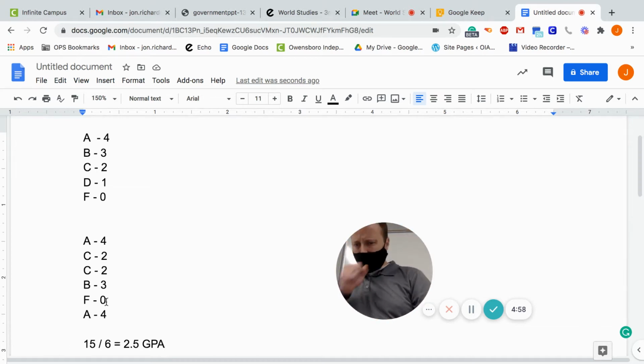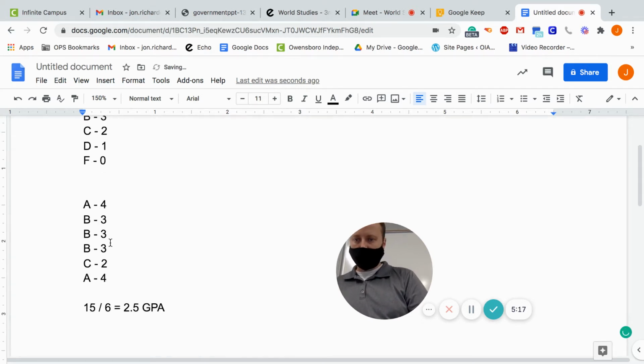Let's take that F out and make it a C. And then take these C's in World Studies and make them B's. See how that changes everything. So these become 3s, and that F becomes a 2. Now it's 4, 7, 10, 13, 15, 19. So what's 19 divided by 6?